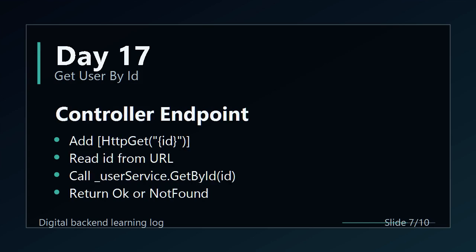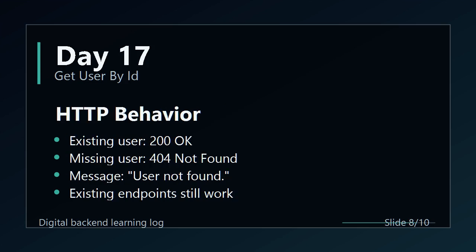Then add the controller endpoint with HTTP GetId. The controller reads the ID from the URL, calls GetById, and returns OK or not found. The HTTP behavior is direct. An existing user returns 200 OK. A missing user returns 404 not found with the message user not found.